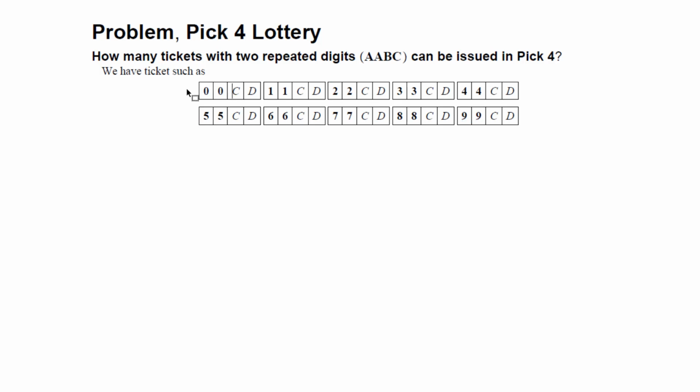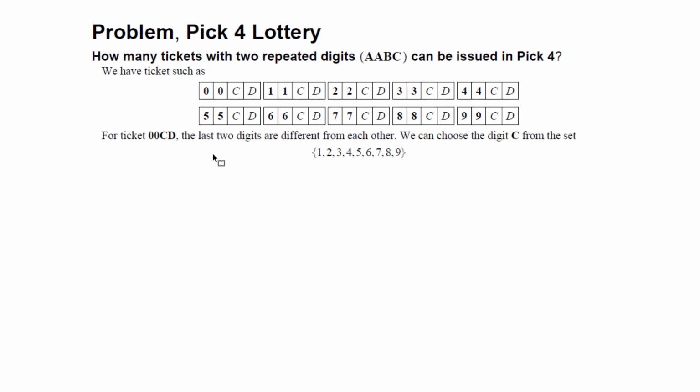So we are now counting all the possibilities, and for each ticket like this we can permute these tickets in how many ways? In 4 factorial divided by 2 factorial. But the question is how many ways we can permute C and D. That's a very important question. So for a ticket such as 00, C and D, we can choose this first digit here from the group of 1 until 9.